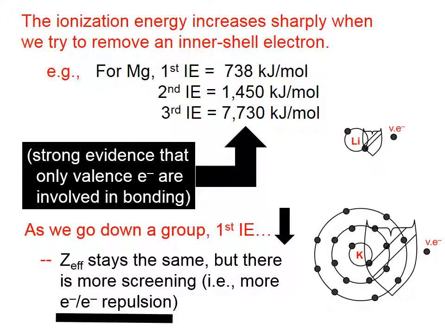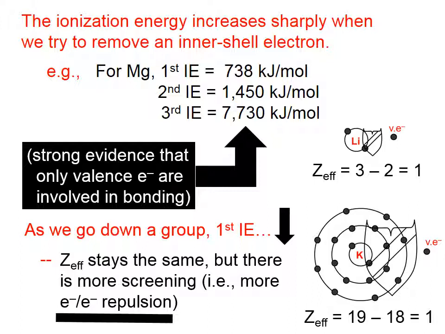Now, let's calculate the effective nuclear charge on this valence electron and that valence electron. For lithium, we go number of protons minus the number of electrons between the nucleus and the electron we're interested in, so 3 minus 2 is 1. For potassium, 19 protons minus 18 core electrons gives you 1. So these have the same effective nuclear charge on the valence electrons. In other words, the pull of the nucleus on these valence electrons is comparatively similar.